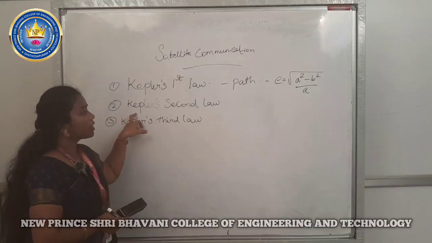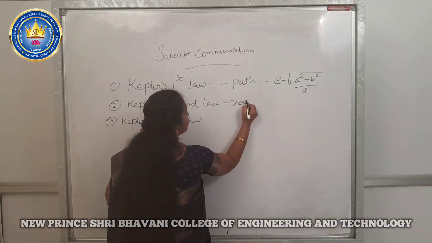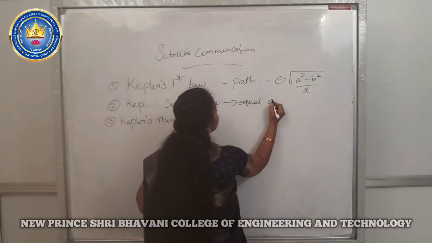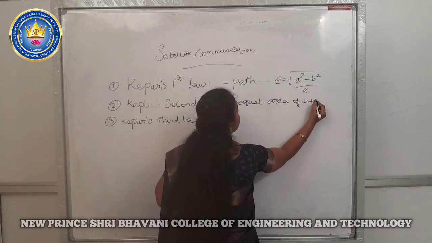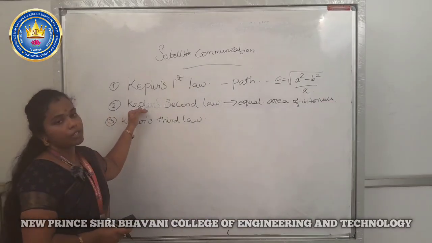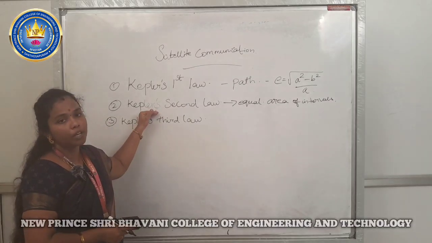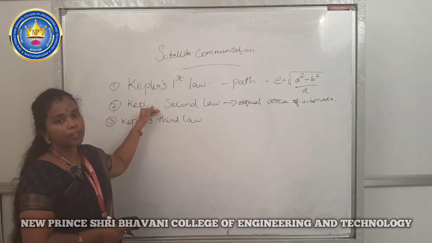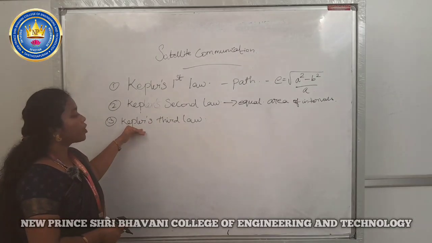Kepler's second law is based on equal areas in equal intervals. This law states that for equal intervals of time, the satellite sweeps equal areas, with the mean distance equal to the difference between them. So then we move on to Kepler's third law.